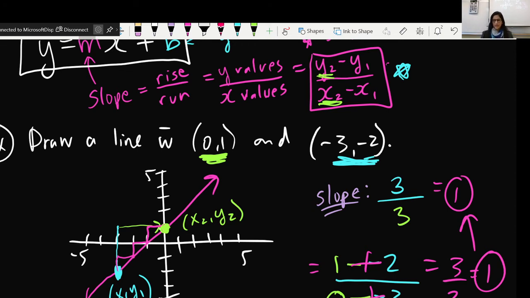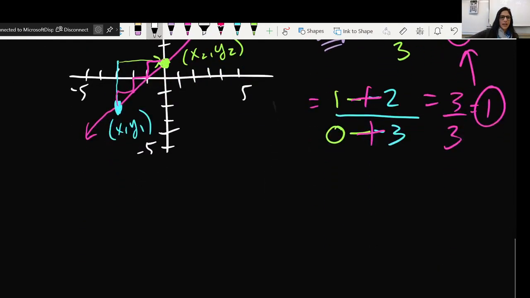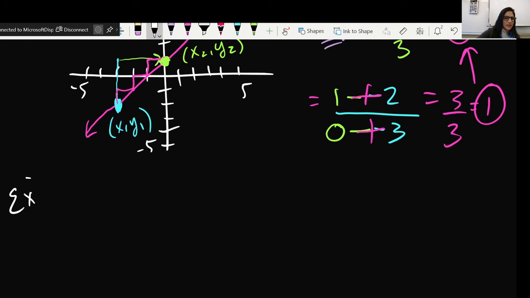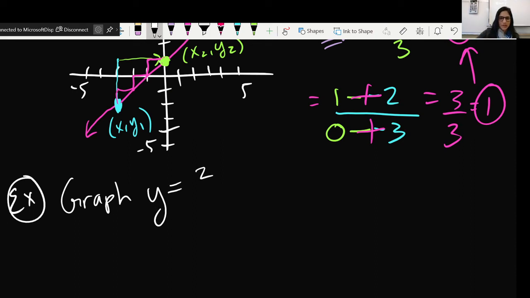Questions about anything before we move on? So far, so good? Okay, let's do another example, and then we might call it a day for this part. Let's say I want you to do the opposite, which is graphing y equals 2 over 3x minus 1.